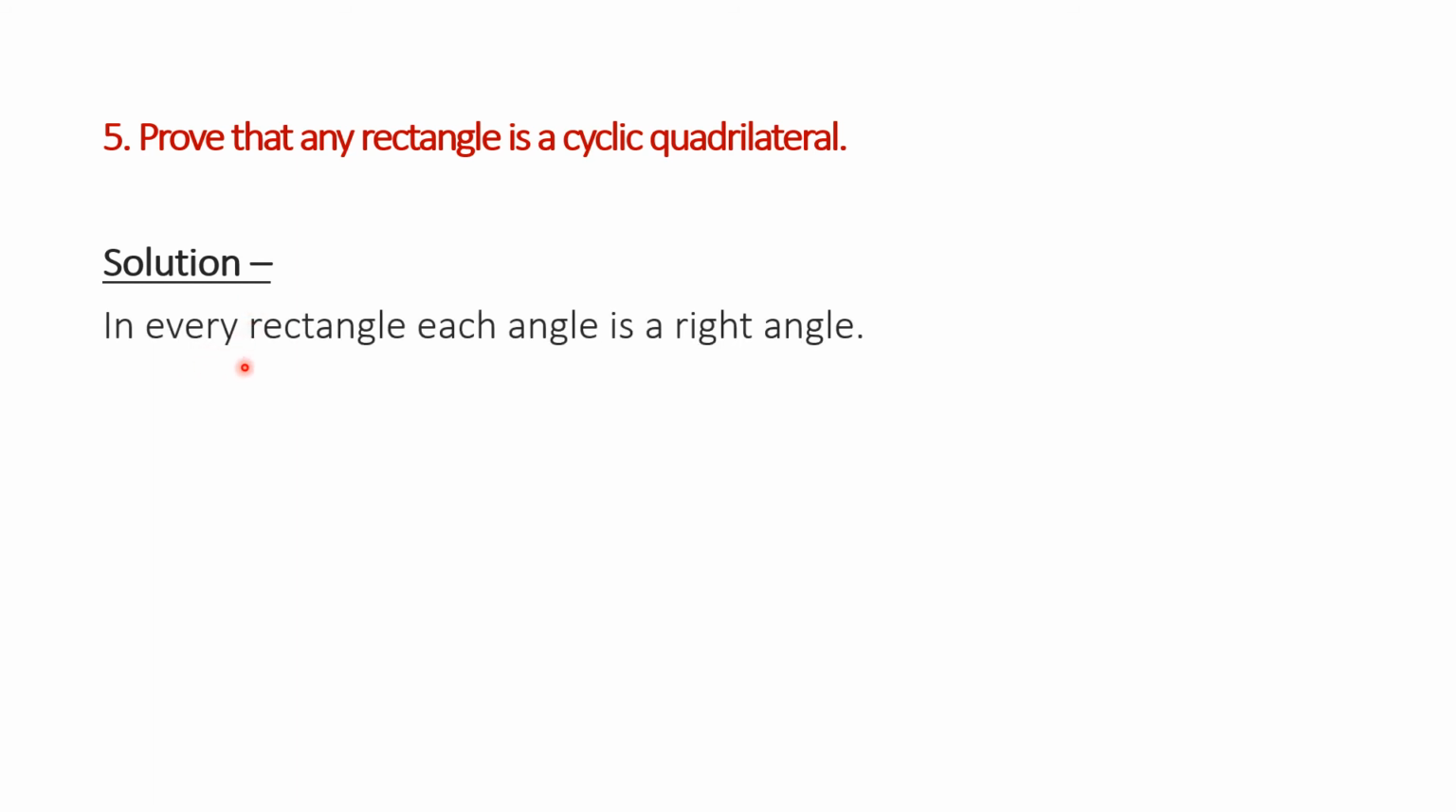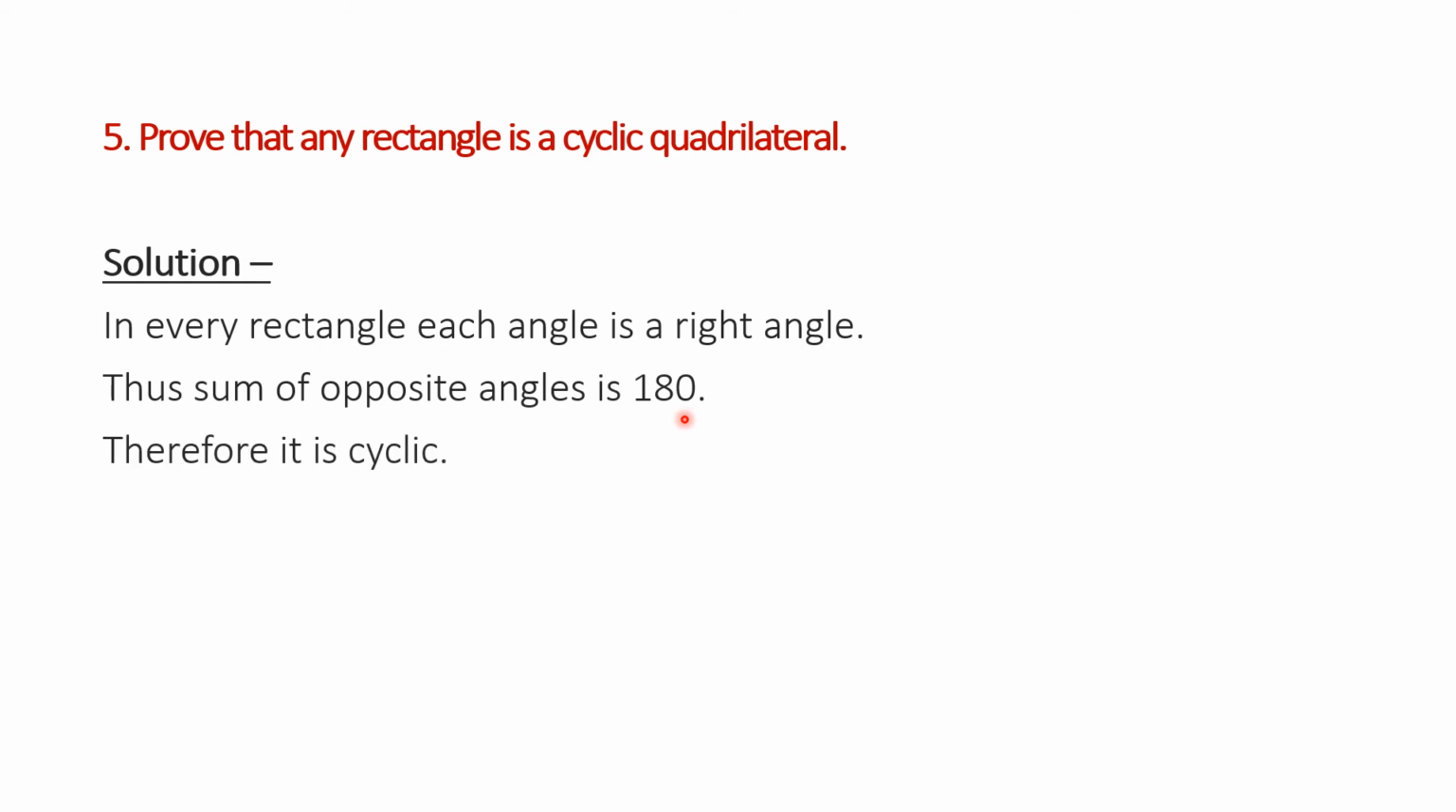Now in every rectangle each angle is a right angle. You know this property. Every angle of a rectangle is a right angle. And therefore, the sum of the opposite angles of a rectangle must be equal to 180 degree. And this is the property of cyclic quadrilateral. And therefore, by using that property, we can write the rectangle is the cyclic quadrilateral. Okay, very simple proof is this. You can solve it in your notebook.